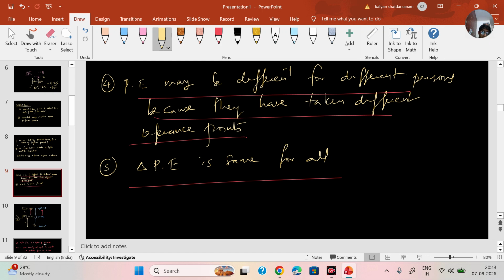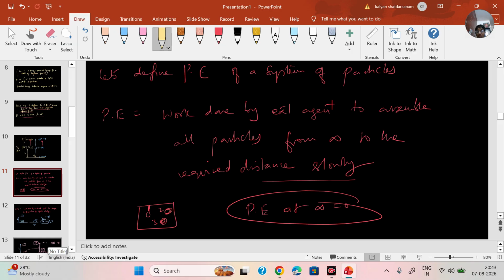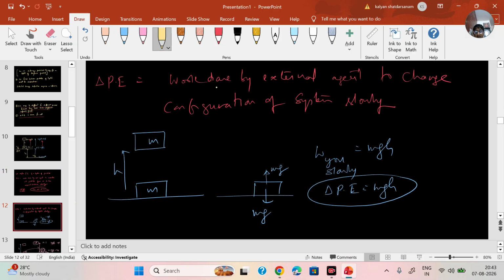How do we define it? It is defined as work done by an external agent to change the arrangement from one position to another slowly. Work done by an external agent to change the configuration or position or arrangement of the system slowly. If you are saying external agent, slowly is a must. The other way of saying it is negative of work done by the internal conservative force. When you say that, slowly is not required.